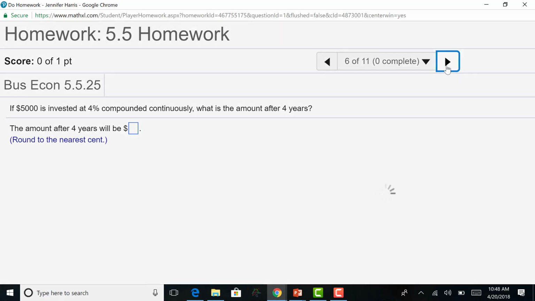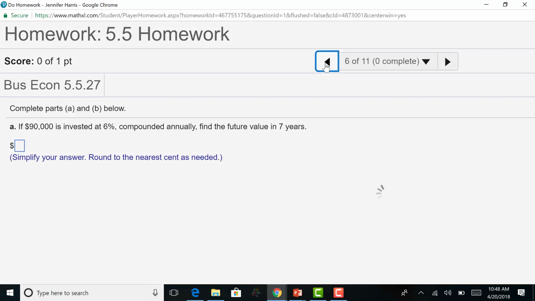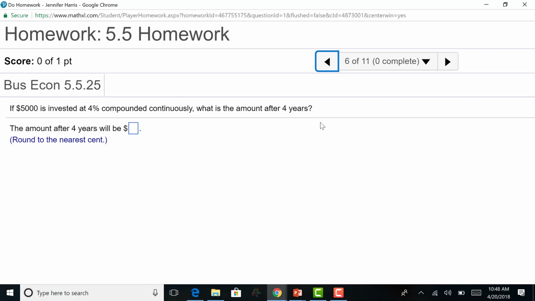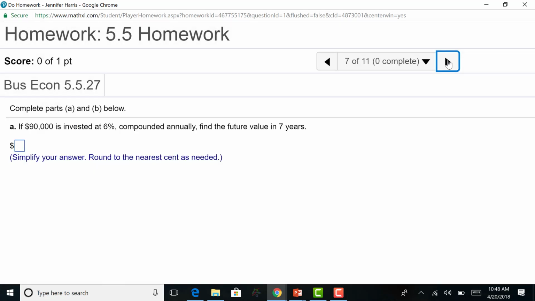This one says what? Continuously. You're going to use your PERT formula: P times E raised to the RT. That's the PERT formula. I call it PERT. Okay, this one's find the future value.